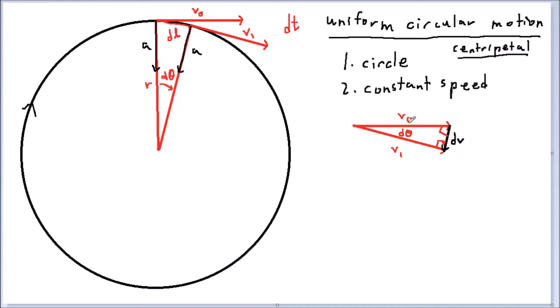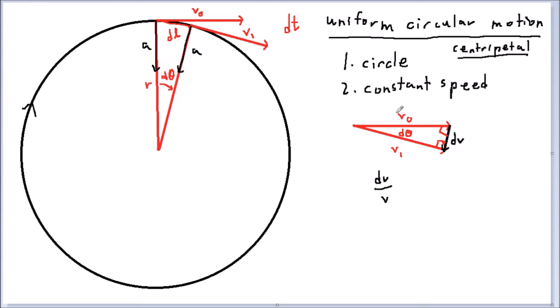Well, here we can use these triangles, which we know have the same angles here, so that means that they're going to be similar triangles. Using similar triangles, we can set up a proportion. Over here, we're going to have that dv over v. Now notice I use this v and not a v0 or a v1, because since we're only dealing with magnitudes here, and we know that this constant speed implies that the magnitudes of both these vectors are the same, then we're going to have this dv over v here.